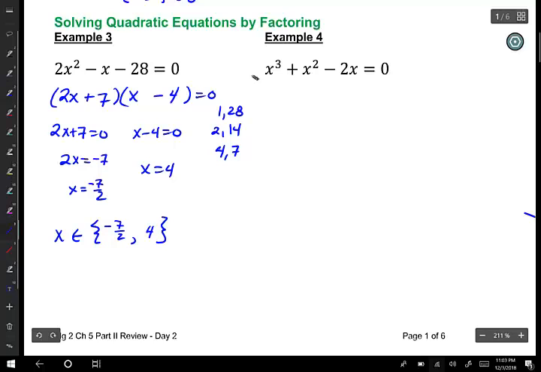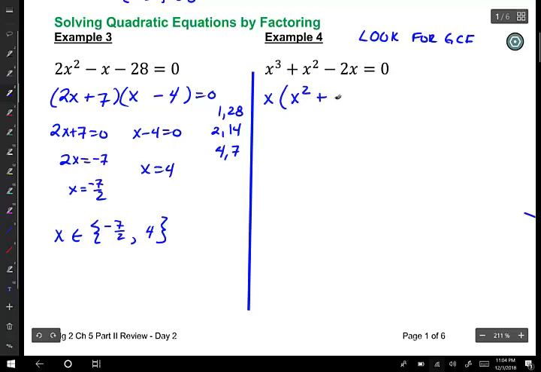All right, moving on to example 4. We've got x cubed plus x squared minus 2x equals 0. Well, I'm going to look for a GCF. And in this case, the GCF does exist. It's an x. So I'm going to take that x out. X squared plus x minus 2 equals 0.